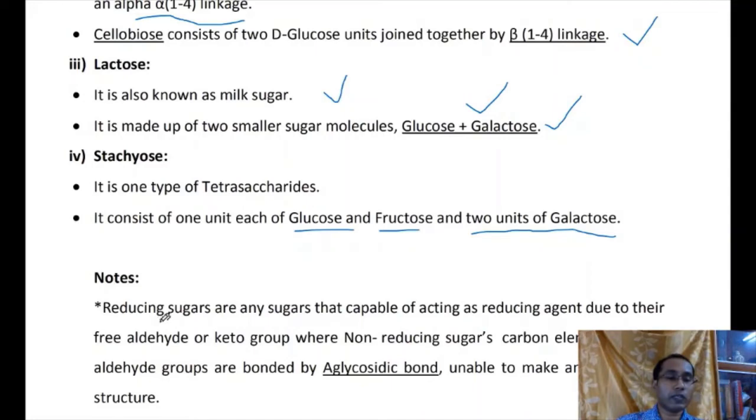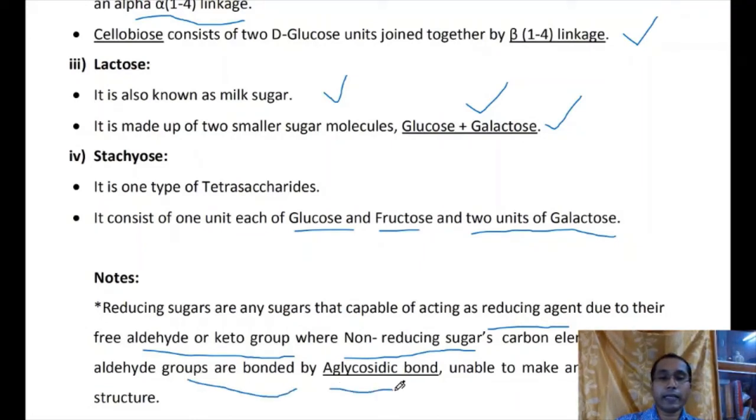Reducing sugars, what is the definition? Reducing sugars are any sugars capable of acting as a reducing agent through their free aldehyde or keto group, whereas in non-reducing sugars the carbon of the aldehyde group is bonded by a glycosidic bond, unable to make an open chain structure. So I have shown you glucose. Glucose has an open chain structure. It also has a closed chain structure.